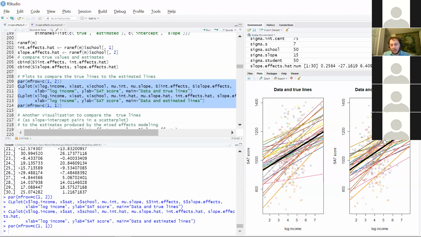You can draw the estimates of the school's true lines if you care about them, which, in this context, actually could be realistic. You might try to identify why different schools have different slopes. Why is it that at some schools the effect of log income on SAT score isn't so strong, and at other schools it's a very steep line and it is strong? So you might care about that in this context, but usually the thing that you care most about is the black line, and the other lines are sort of a means to an end for estimating the fixed effects.